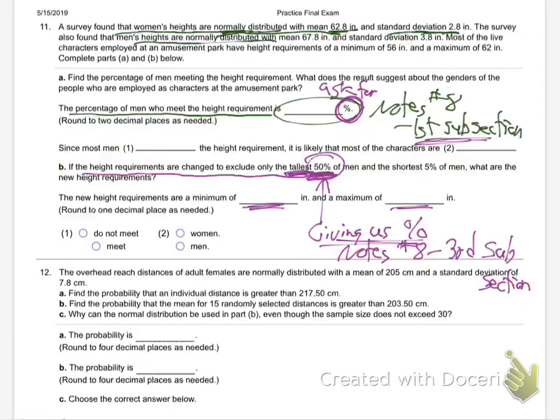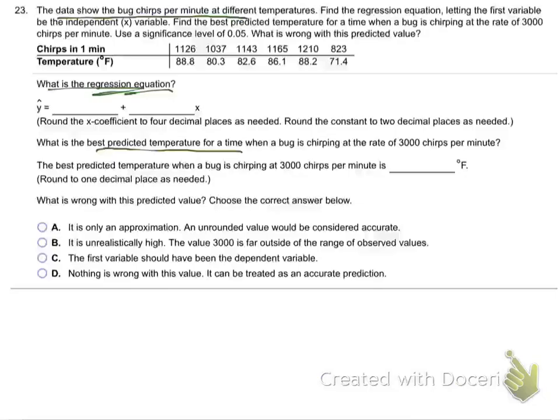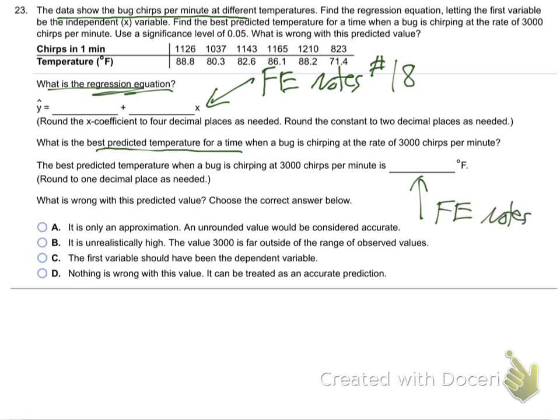So we'll go back. So the final exam notes, you'll use number 18 because you first got to get that, to get the regression equation, and then for that you'll use final exam notes number 19. So first you'll have to get the equation, and then you'll have to use number 19 for the predicted temperature. That's pretty tricky. Make sure you know how to do that. That'll be on the final exam.